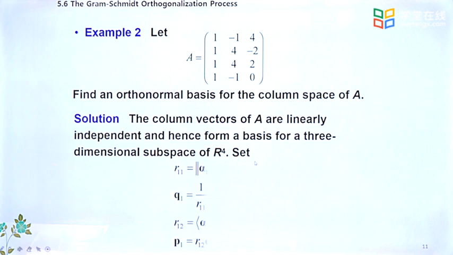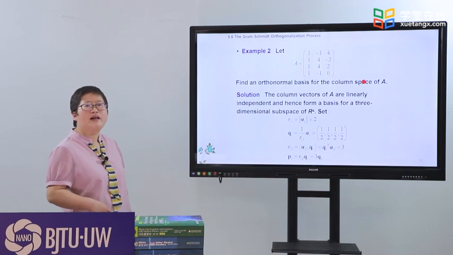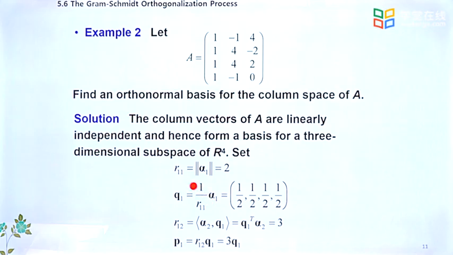We set R11 equals the length of column 1, which equals 2. Okay, square root of 1 power 2 plus 1 power 2 plus 1 power 2 plus 1 power 2 equals 2. And Q1 is a new orthonormal basis vector, right? The first one is just the first column vector A1 divided by its length. So it equals this vector, which should be a transpose, okay? A column vector 1 over 2, 1 over 2, 1 over 2, 1 over 2. This is a column vector.